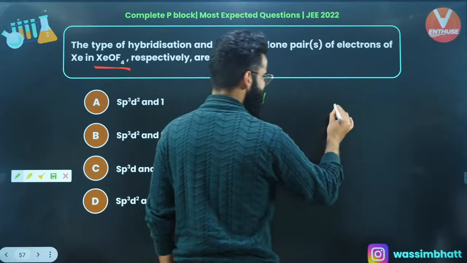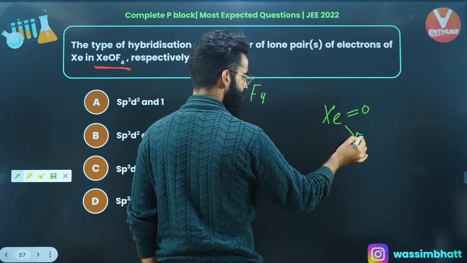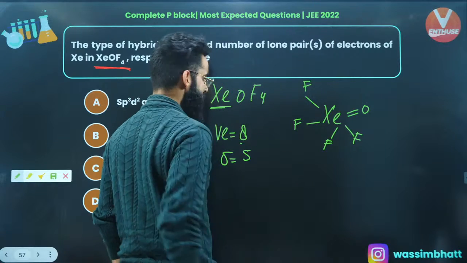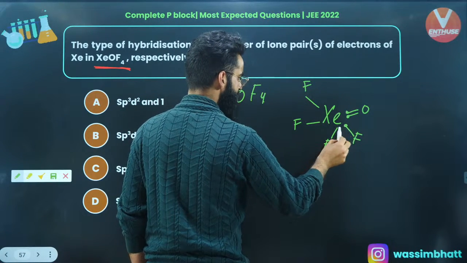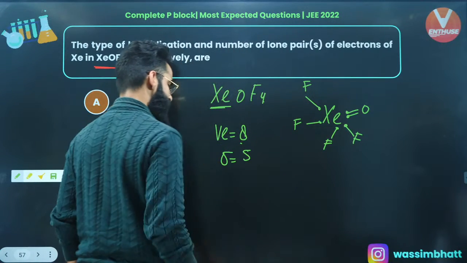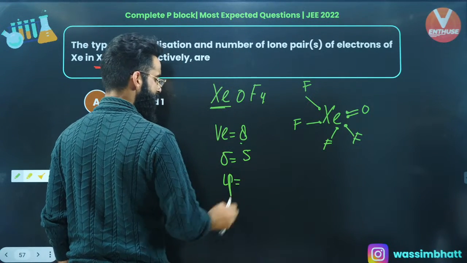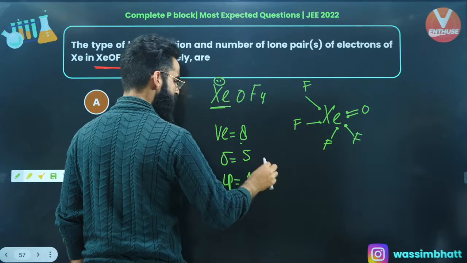Now, if you want to make its rough structure, Xe, and there is one oxygen which is bivalent, you know, this is fluorine, for example, one more fluorine, one more fluorine, one more fluorine. This is its rough structure. So out of 8 valence electrons, how many has it used? 1, 2, 3, 4, 5, and 6. Out of 8, it has used 6. So there'll be 2 electrons left on xenon in the form of a lone pair. So there is 1 lone pair. So 5 sigma, 1 lone pair.